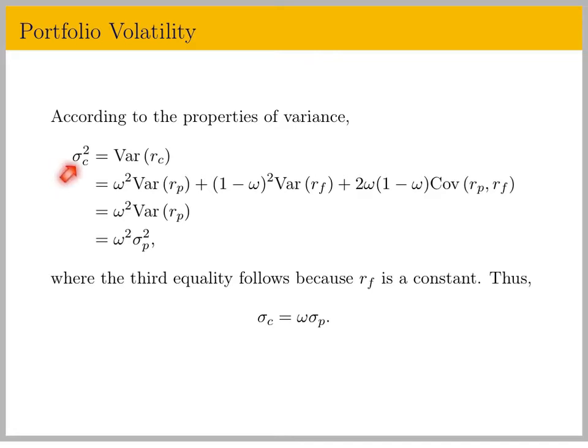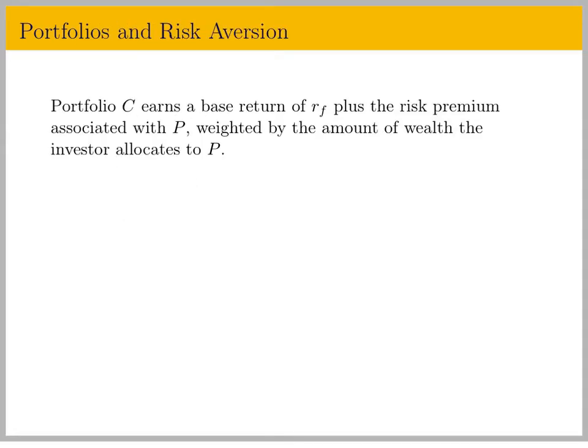So finally, if we take square roots of both sides, if we take the square root of this side and the square root of this side, we get a very simple formula. The volatility of portfolio C is simply omega times the volatility of portfolio P. Notice there is no contribution to the volatility of portfolio C from the risk-free asset.